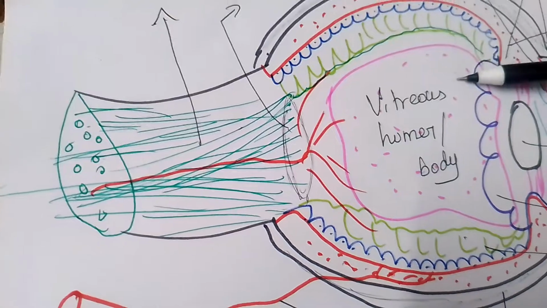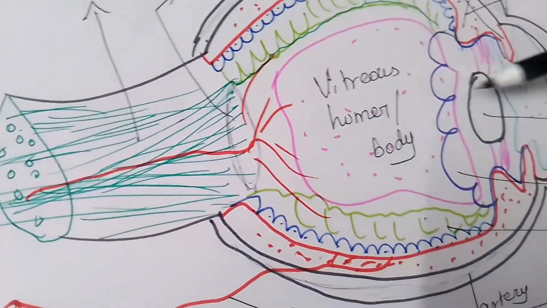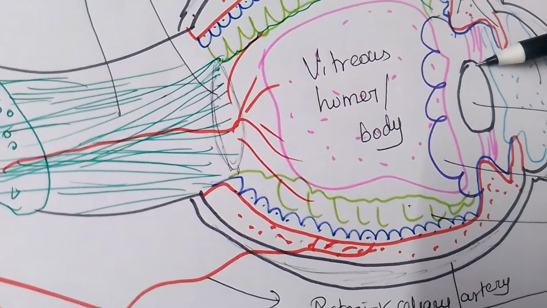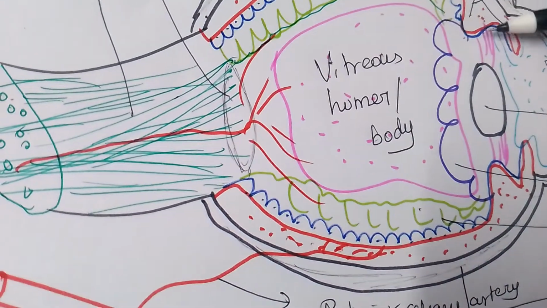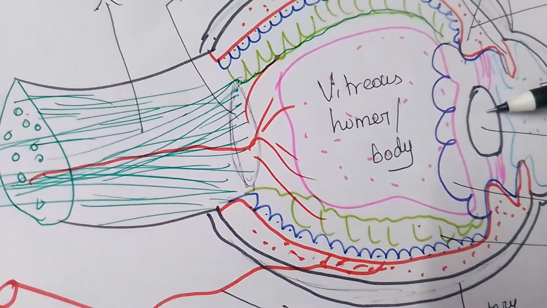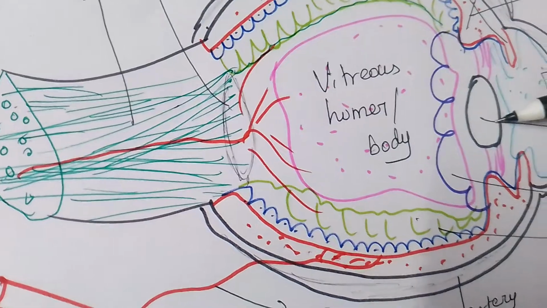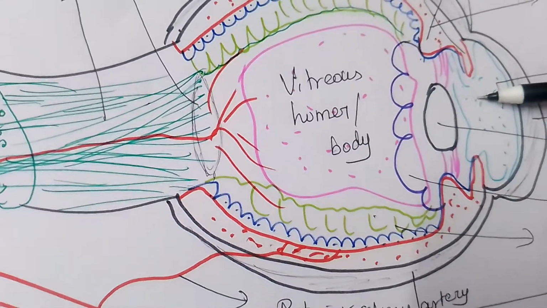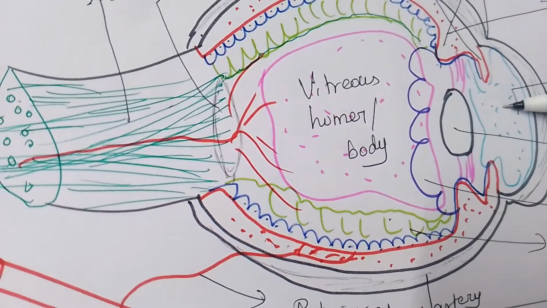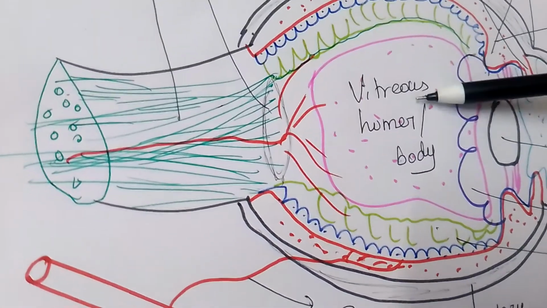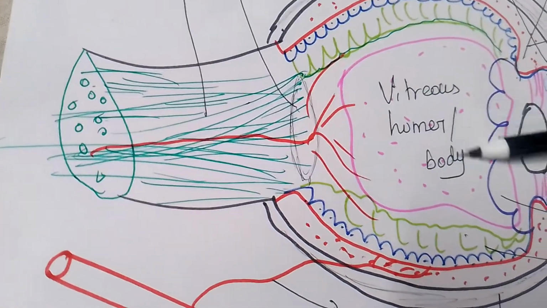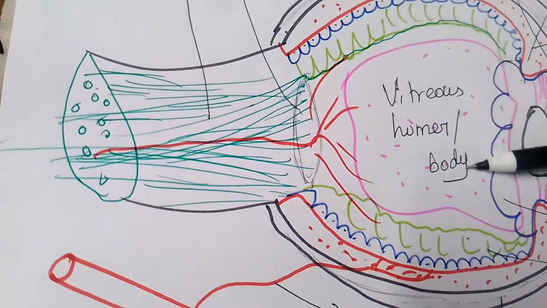There is a fluid in the anterior and posterior portions. In the anterior, between this, is the lens. In the ciliary body, there is a muscle called the ciliary muscle. This transparent round structure is called the lens. In front of the lens, anteriorly, there is a fluid called the aqueous humor. And on the posterior side, there is a fluid called the vitreous humor.